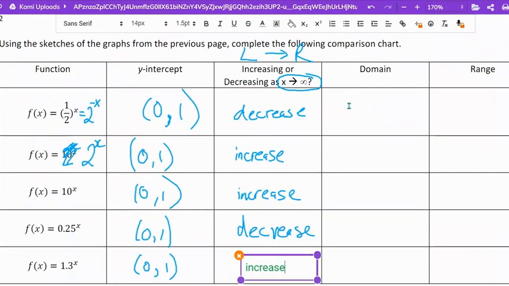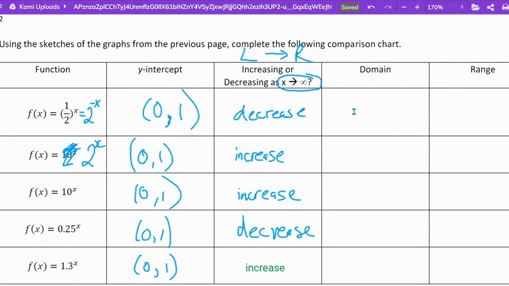Domain, folks. What is the domain of every single one of these functions? X belongs to all real numbers. And you know what we'll do? Have you ever seen these, where you do quotations? It means it's the same for each.